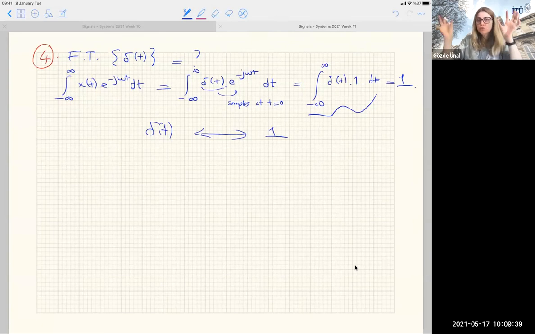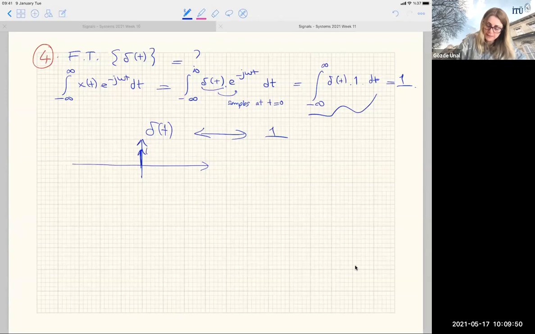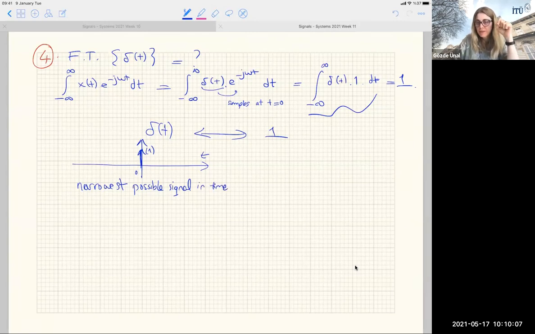This is the two ends of the spectrum, the narrowest possible signal in time, guys. Remember, we showed this delta function in time. This is the narrowest possible signal in time, right? This was a perturbation. Remember, this is a signal that is on and off. It has an infinite amplitude actually, but its area underneath is 1. This is an abstraction actually.